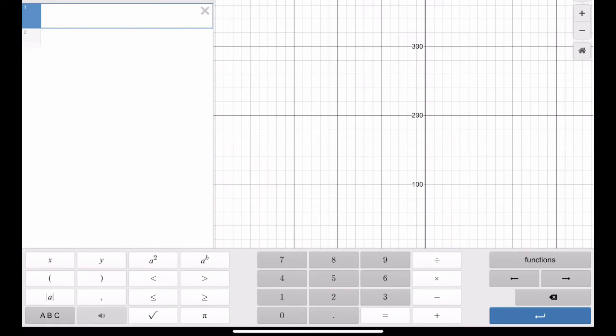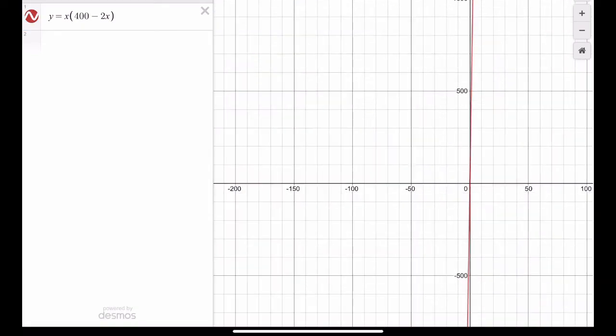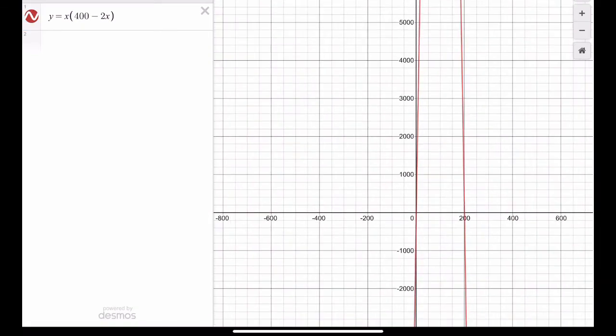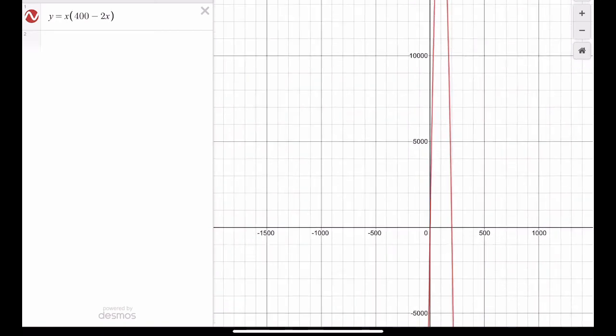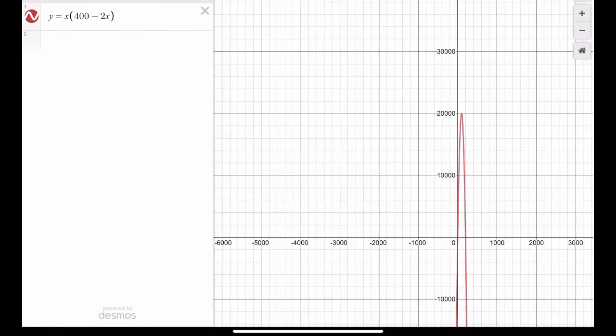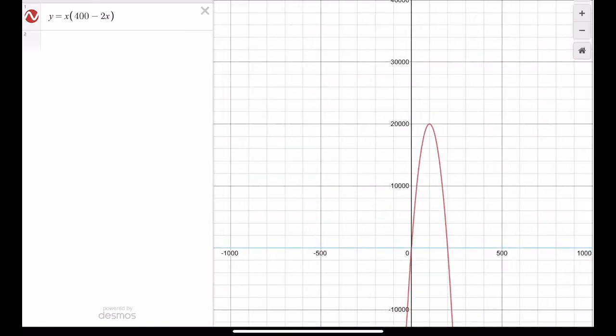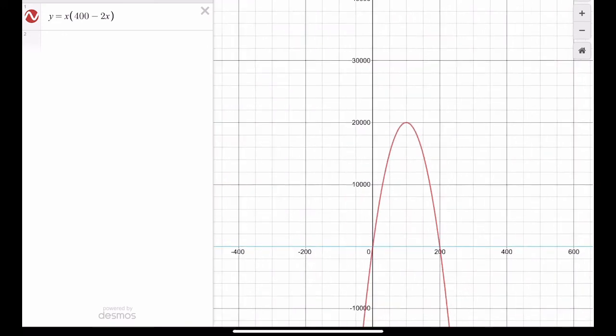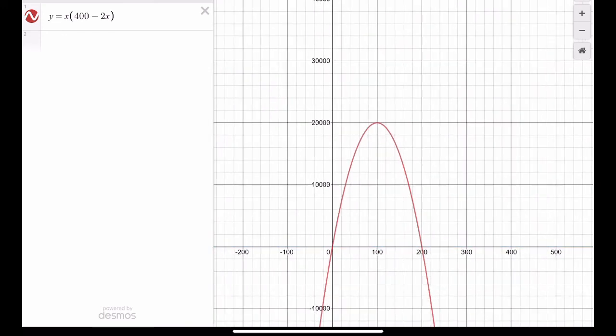So I'm graphing y equals x times 400 minus 2x. And you can tell, I really don't see anything, but I'm just pinching this, making this, oh, I'm starting to see it come down. There we go. Now I'm just pulling across on the x-axis. And then this 0 to 200, if you look at the x-intercepts, you can actually see them. That's what I was talking about.